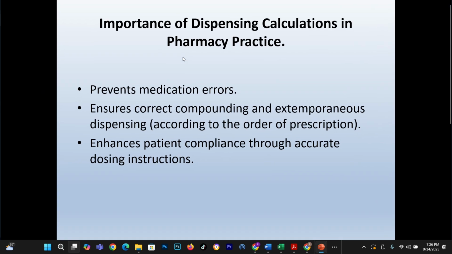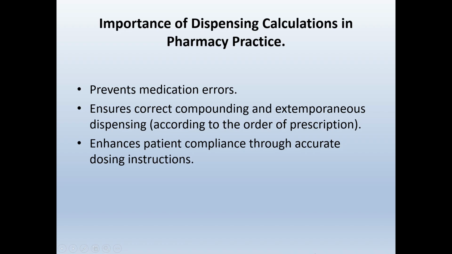Dispensing calculation ensures correct compounding and extemporaneous dispensing. What do we mean? When we say extemporaneous dispensing, we mean dispensing according to the order of prescription, right? So when you get your dispensing calculation correct, it means you will dispense according to the order of prescription. If you get your dispensing calculation wrong, irrespective of what the order of prescription is, because your dispensing calculation has been wrong all the while, you will dispense wrongly.